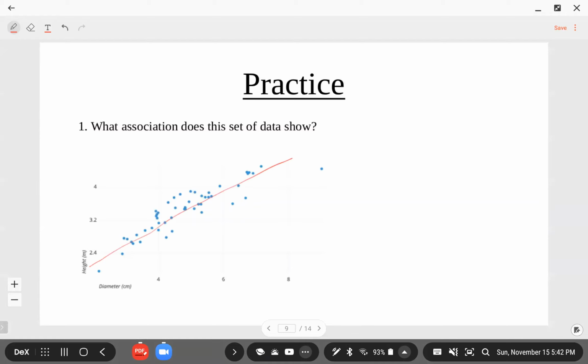See here, you kind of draw this trend line. And you see here, the x values are increasing while the y values are also increasing. So this shows positive association.